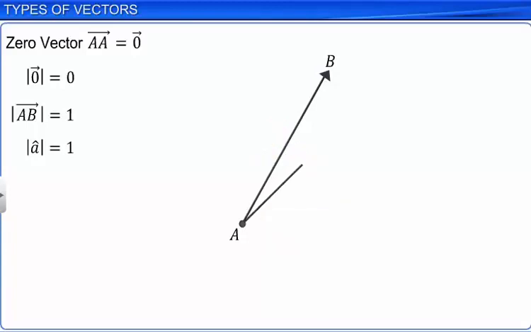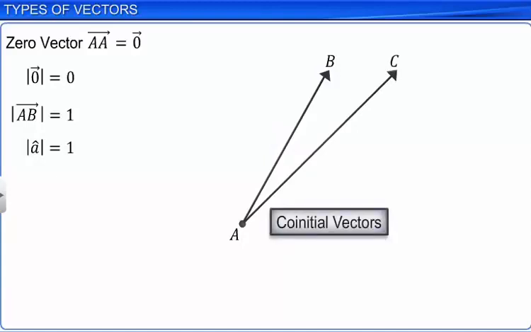Two or more vectors having the same initial point are called co-initial vectors. Here vectors AB and AC have the same initial point A, and thus are co-initial vectors.